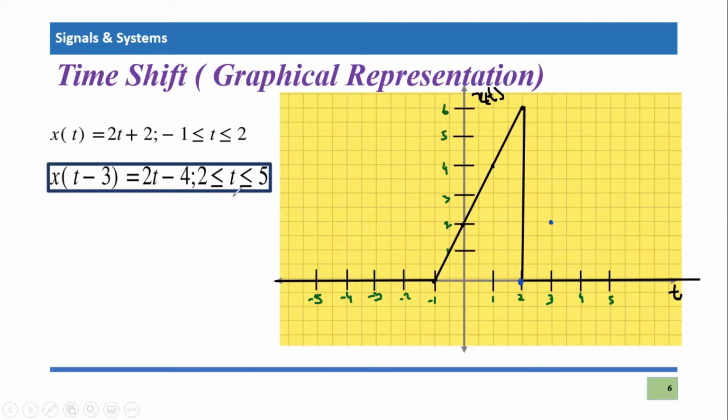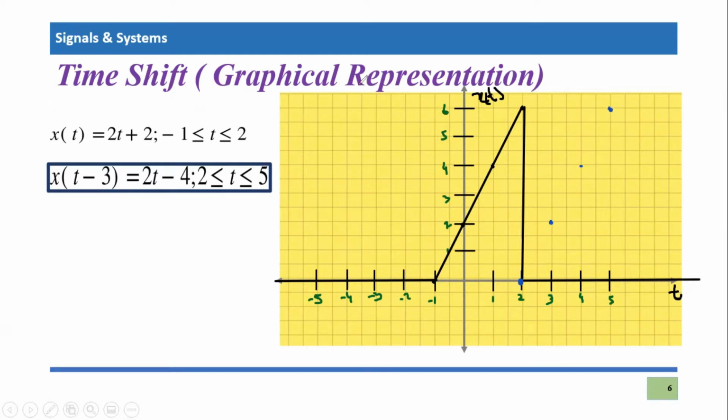Similarly, if I'm going to use 4, so 4 into 2 would become 8. 8 minus 4 would become 4. So at 4, its value would be what? 4 here. Similarly, the last point would be 5. So 5 into 2 would become 10. 10 minus 4 would become 6. So at 5, its position would be somewhere here.